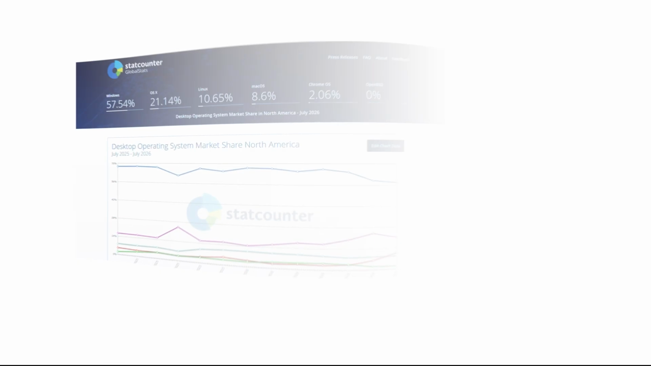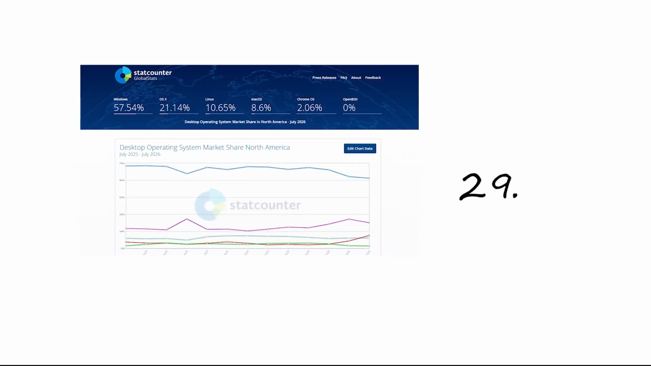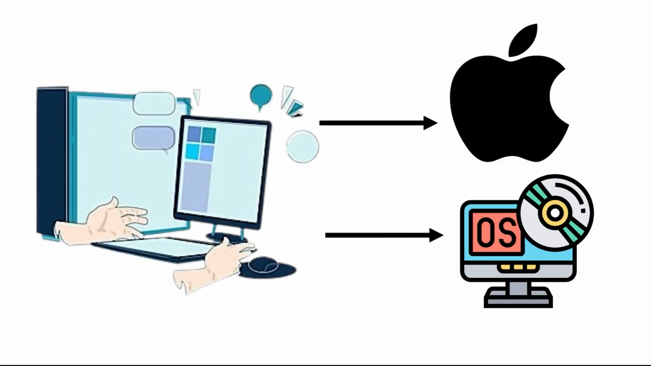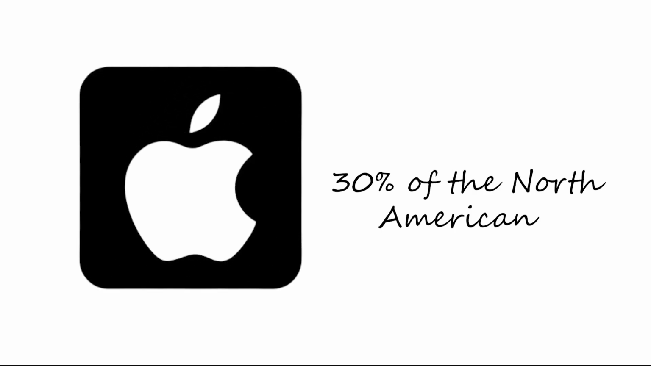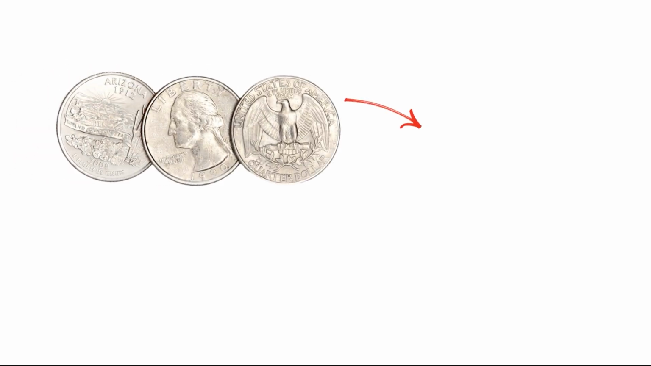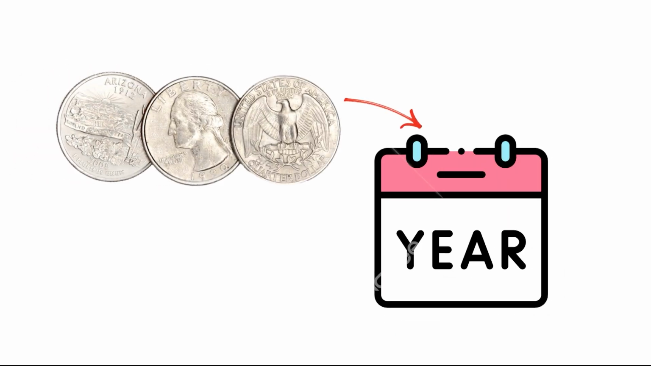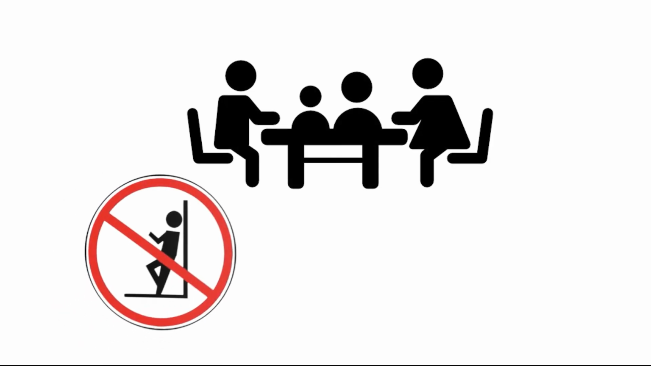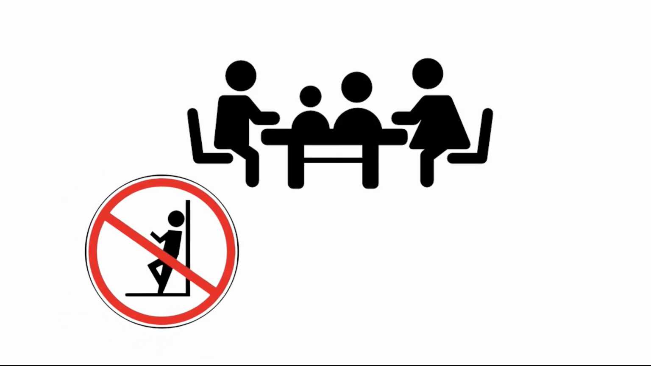Add those two rows together. Statcounter is reporting that 29.74% of North American desktops run an Apple operating system. Apple has never held anything close to 30% of the North American desktop base, not in any quarter, not in any year. So the row everyone is celebrating sits inside a table where the neighboring rows do not survive a basic sanity check.